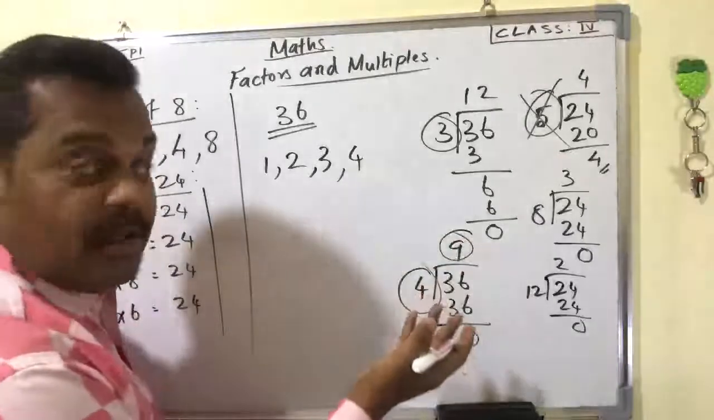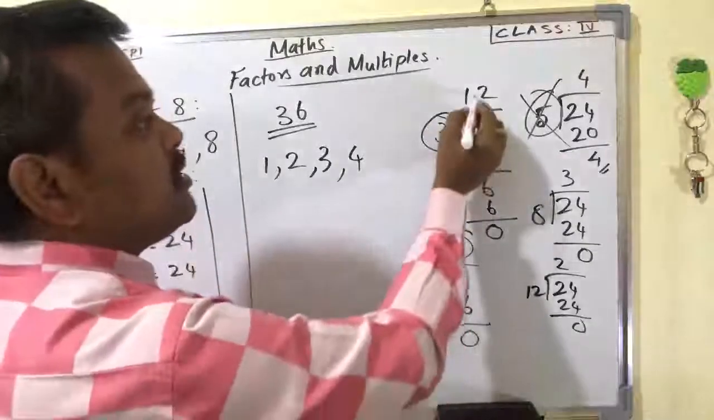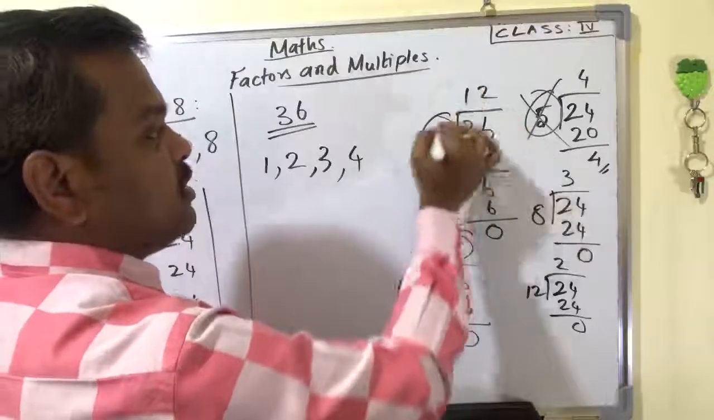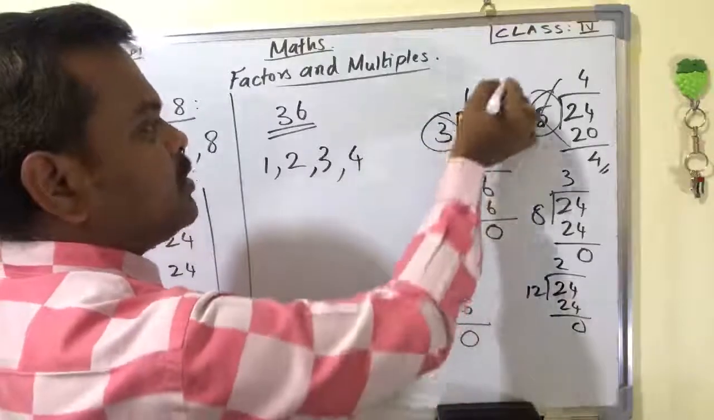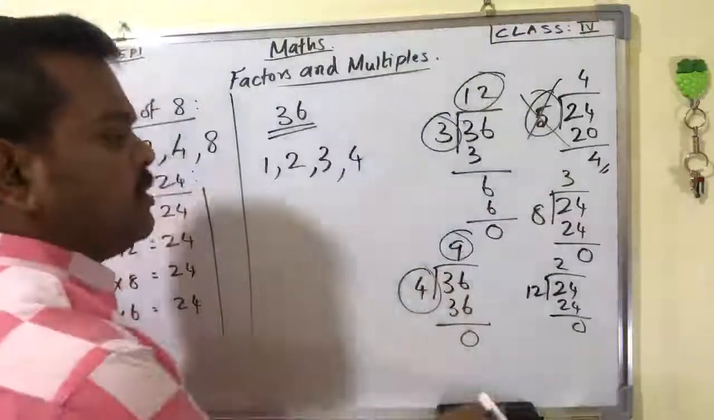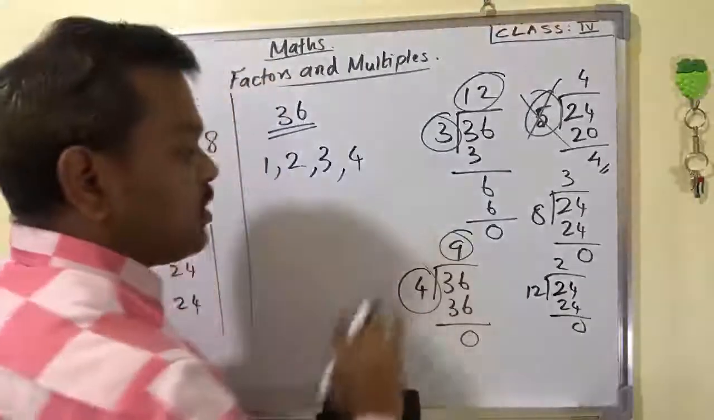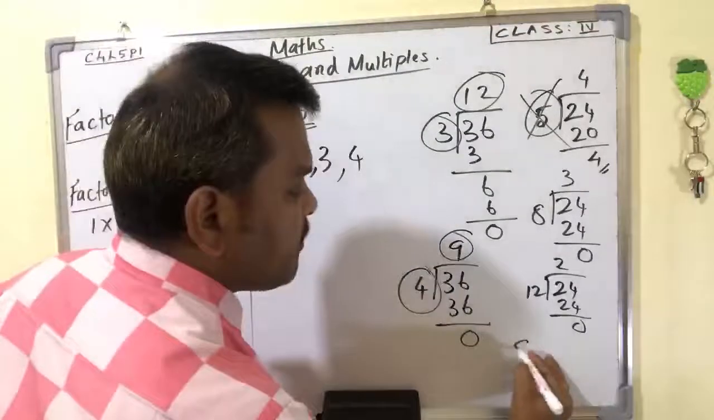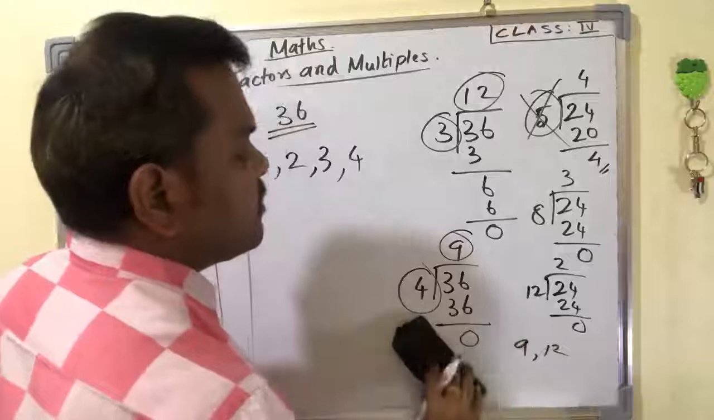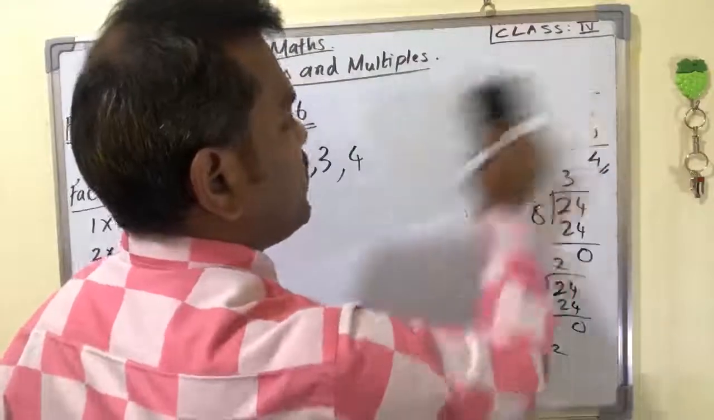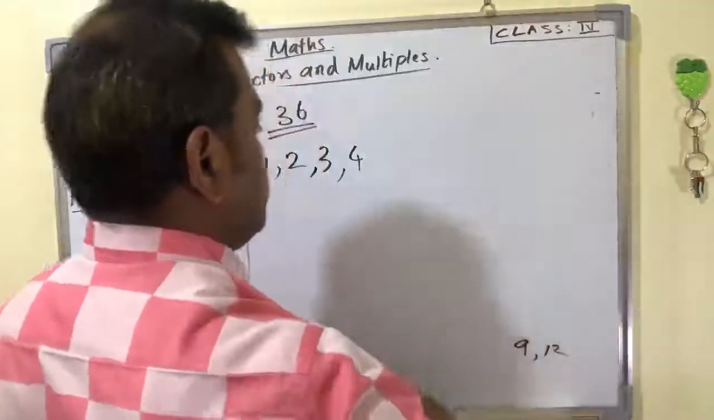Sure. Look here also. 12 3s are 36. 3 is a factor. 12 also a factor. I will find here, no problem. For your understanding. Look, keep it in your mind. 9 and 12. Okay. Also a factor.